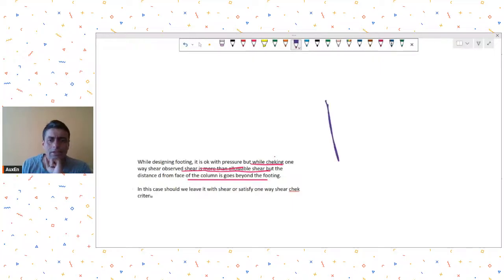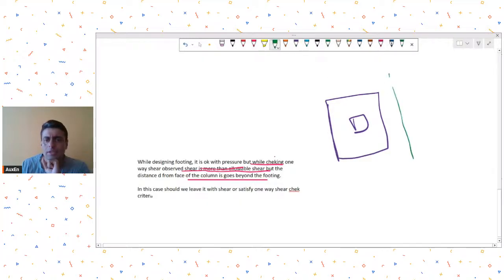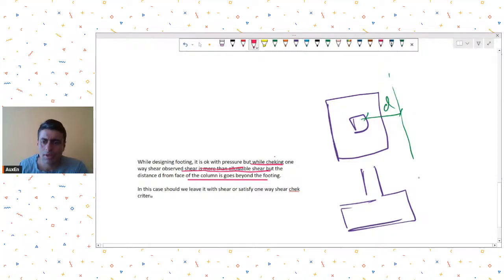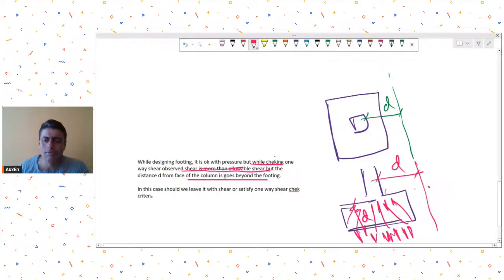So what he is saying is, let's say this is the plan view and this is the footing, and when he is trying to take the d distance, it is going beyond the footing extent. So this thing does happen. Suppose you have a thick footing, and when you plotted the d distance, it was outside the footing. So what does this indicate? This indicates that whatever was the bearing pressure, the thickness of the footing is such that the shear will be resisted due to this positioning of the column itself.